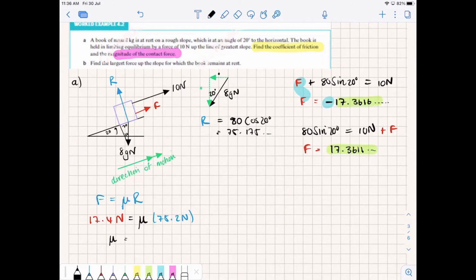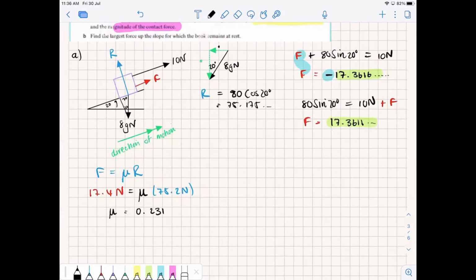And I'm going to get 0.23. I'm going to round to 3 significant figures because that's usually what you do, right? And there's my coefficient of friction. Okay, so the coefficient of friction between the book and the surface it's on is 0.231. Okay.